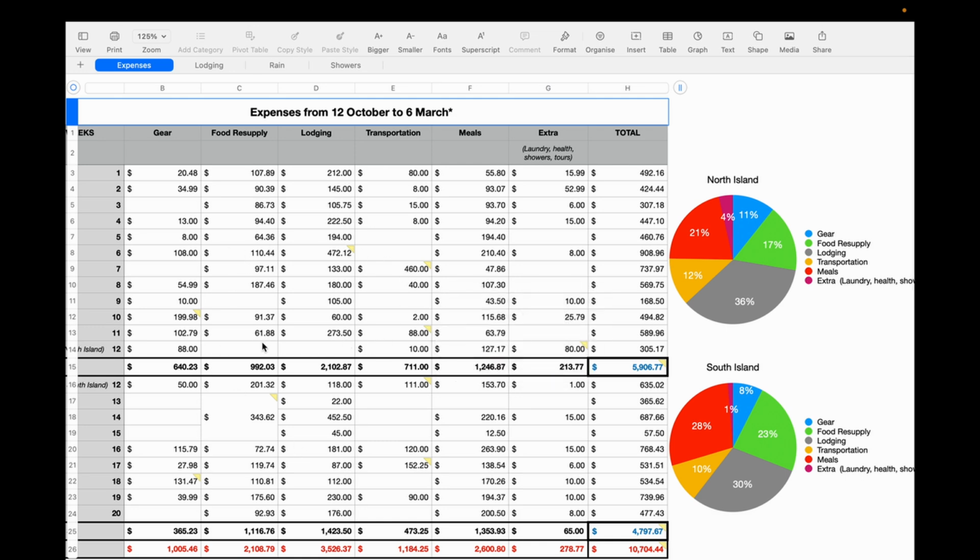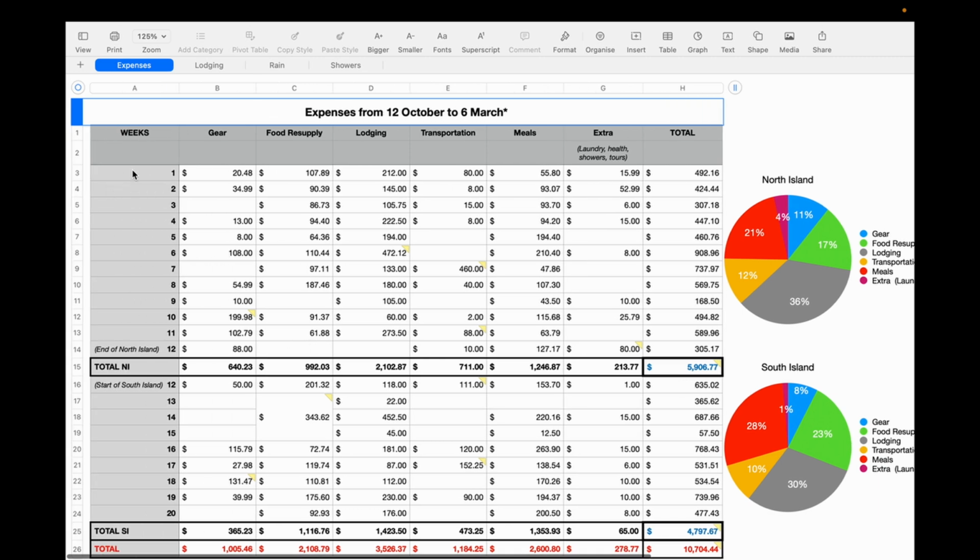And there's a lot of numbers here. I'm not going to go through every single number, but on this side here, you can see the number of weeks. So it was actually 11 and a half weeks on the North Island, and then 8.5 weeks on the South Island. So week 12 was half on the North and half on the South. I've got them categorized into these categories here.